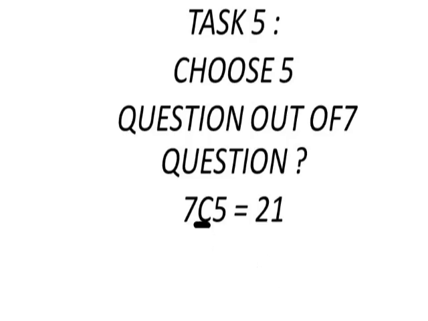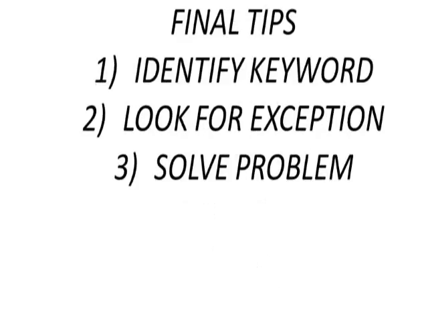So now let me give my final tips. Firstly, look for the keyword. What does the question mean? If the question says choosing, it's always about combination. And if it's about arrangement, order, such words, it's always about permutation.